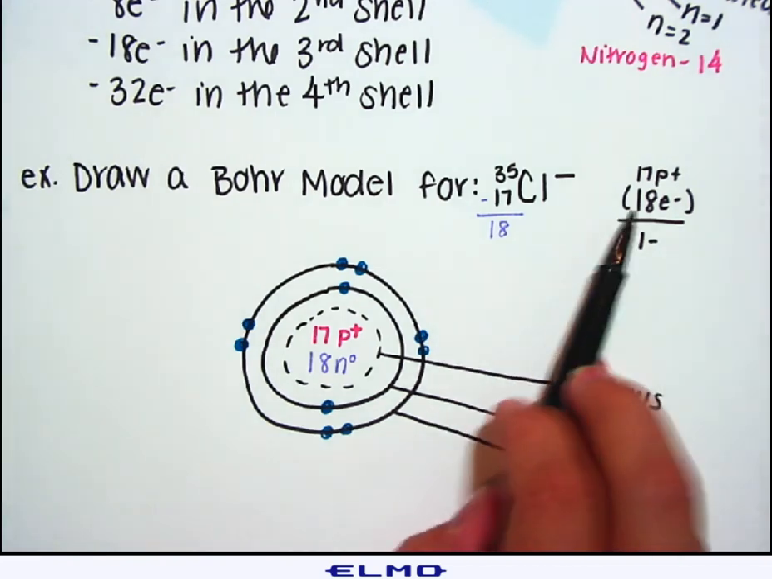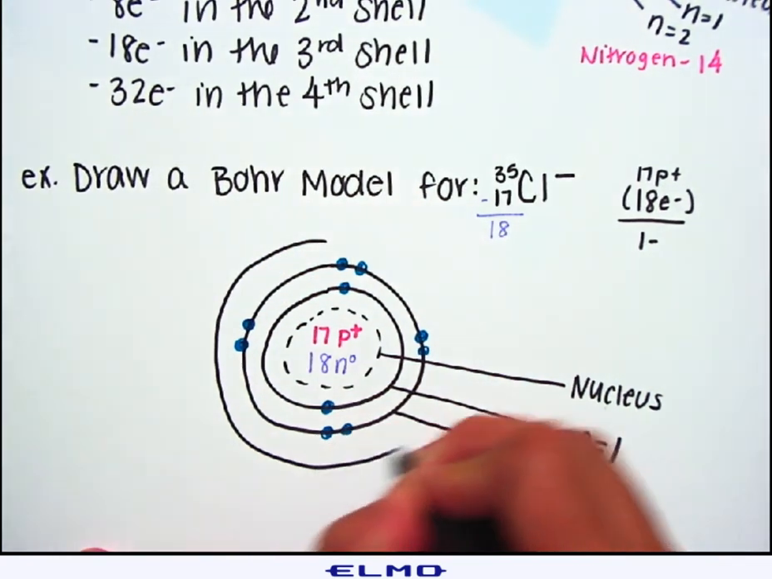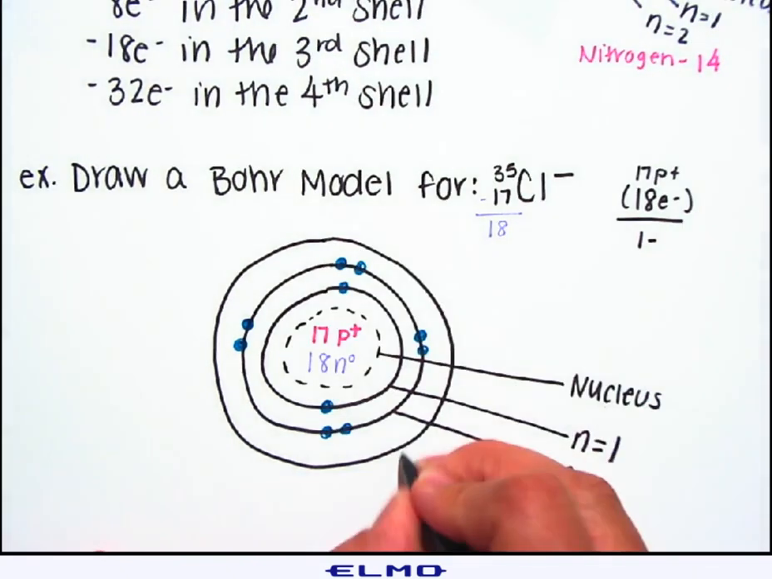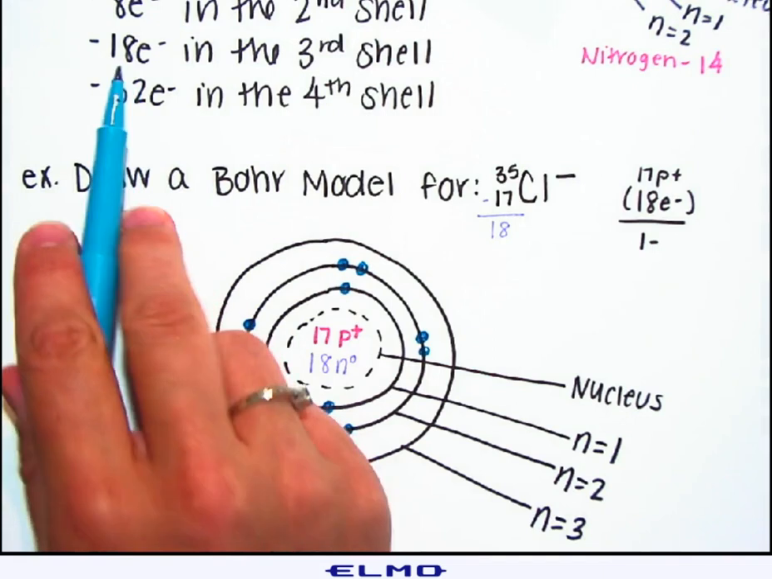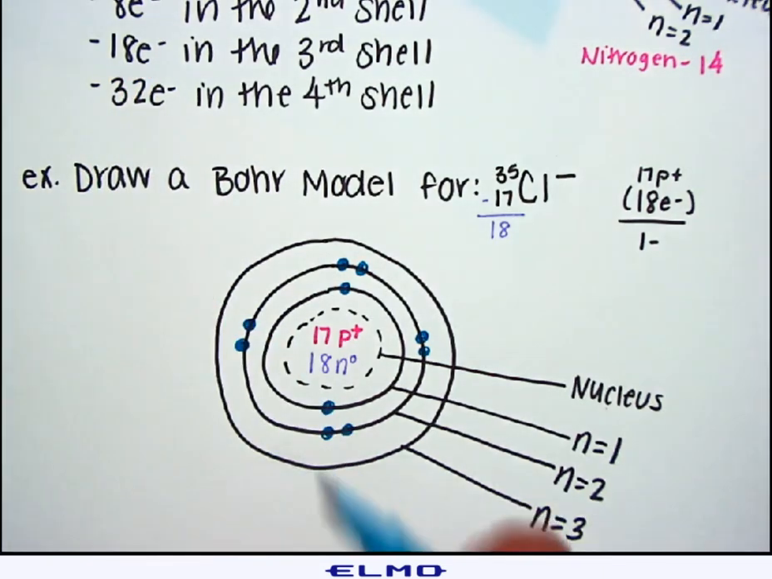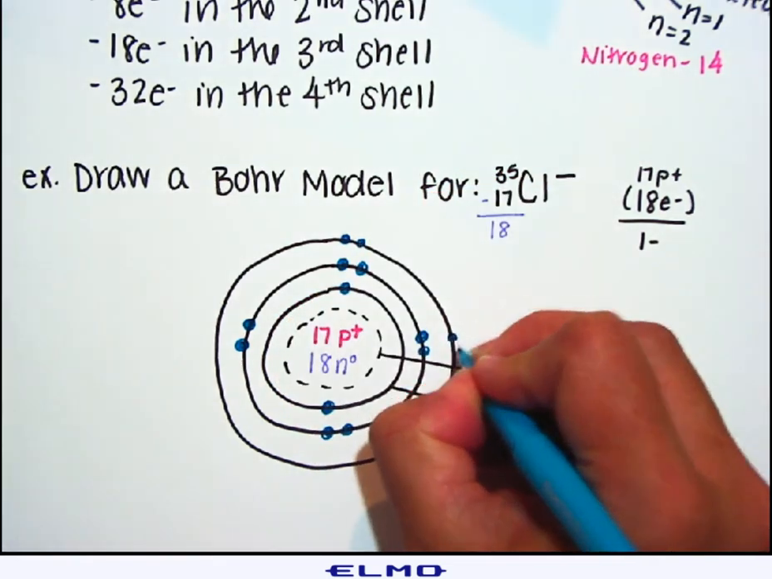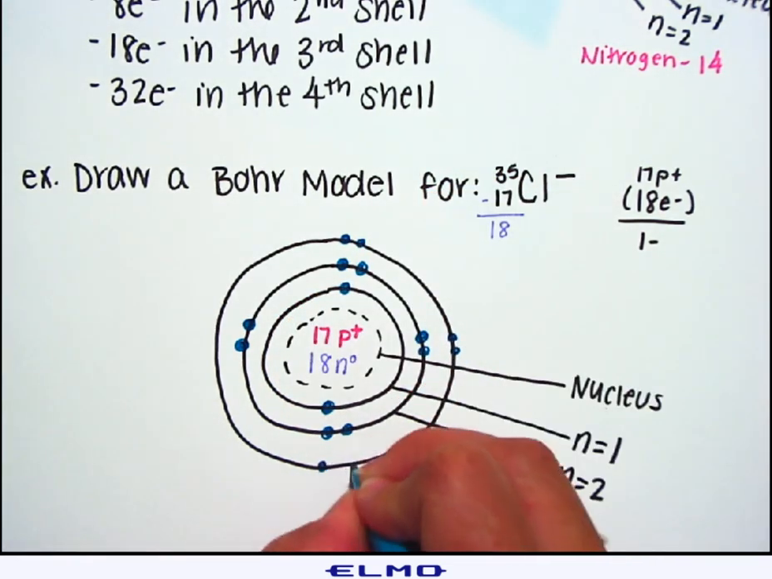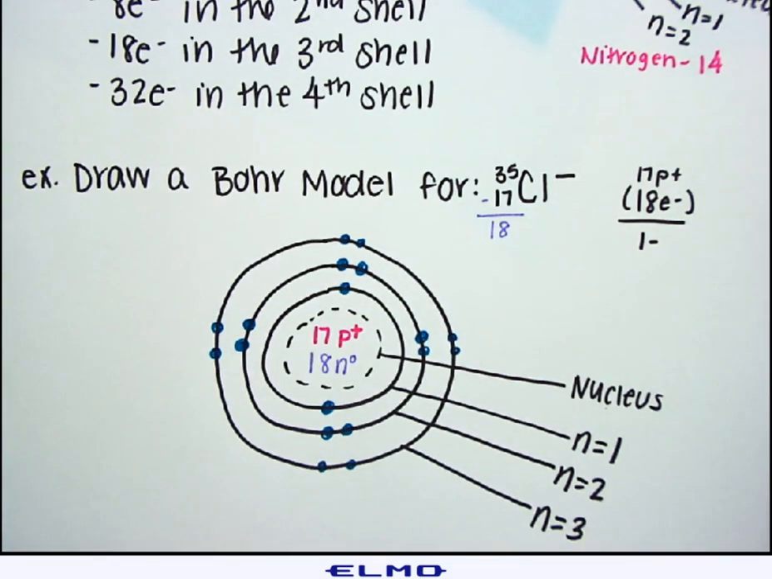I need to get up to 18 electrons. So we are going to add a third energy level. N represents energy level, so this would be N equals 3. So far we placed 10. Here I can go up to 18. But we placed 10, I only need 8 more. So 1, 2, 3, 4, 5, 6, 7, 8. So this would be our complete Bohr model.